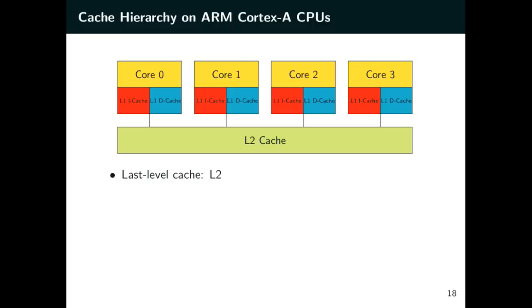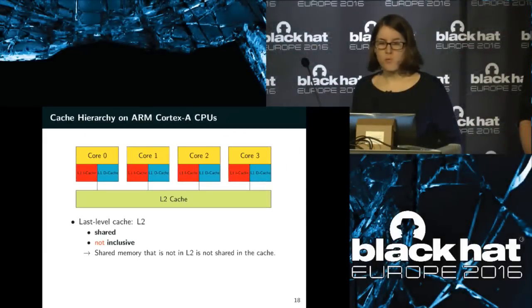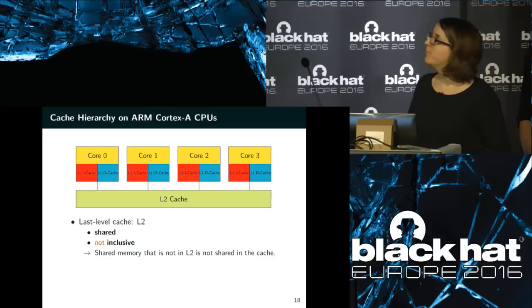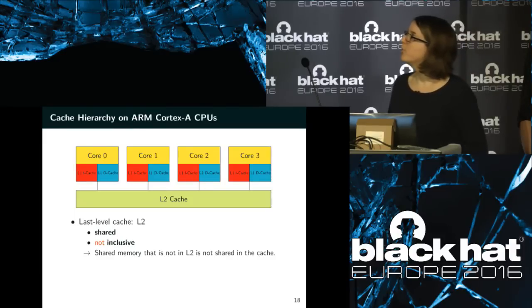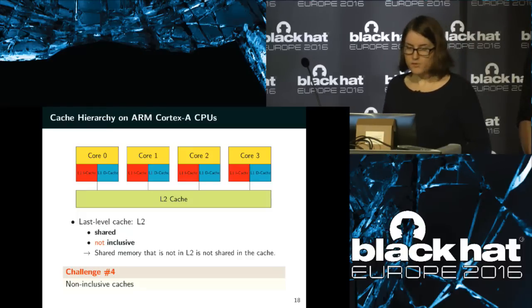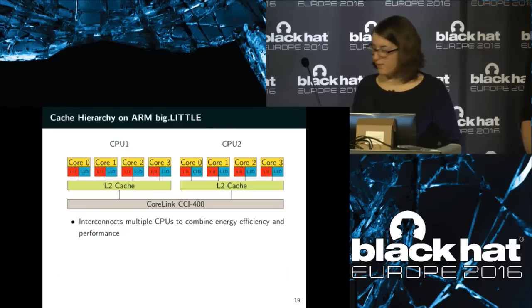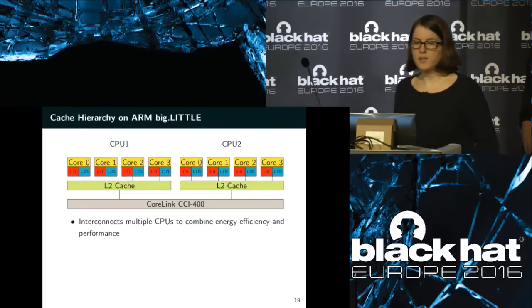Now on ARM Cortex-A CPUs, we have 2 levels of caches. Level 1 is still private and level 2 is shared, but this time it is not inclusive. And that means that shared memory that is not in level 2 is not shared in the cache. People thought that it was basically the biggest obstacle to performing cross-core cache attacks on ARM. So that's our fourth challenge. We have non-inclusive caches.